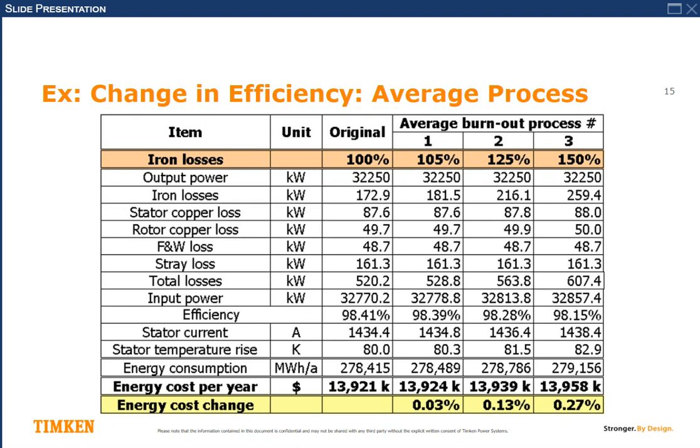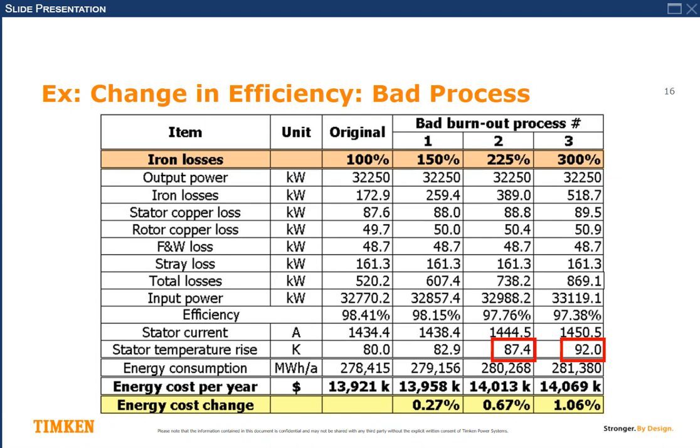That's an average process. Now let's look at the bad process, the bad boy. We'll say after the first burnout, it increased 50%, second burnout 225%, and our third burnout 300%. We'll see that the iron losses increased from 172 to 500 kilowatts. That is a decent size Corvette engine, if you ask me. Now we'll see that the stator and rotor copper losses have increased. That's because of the increased current.